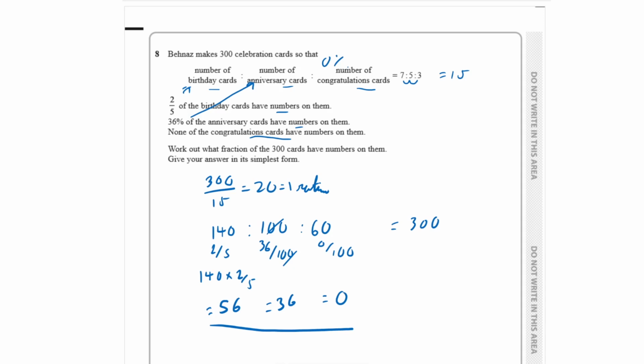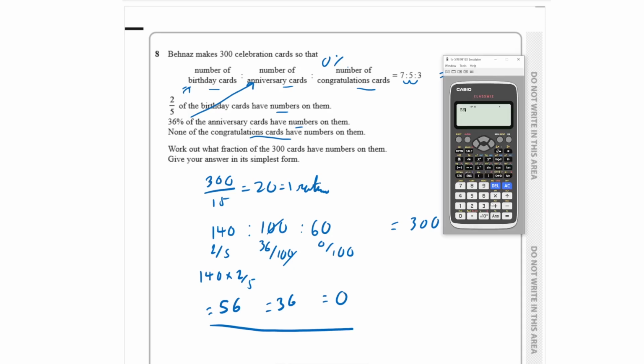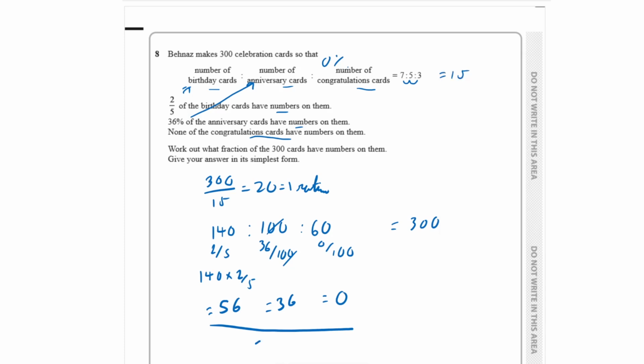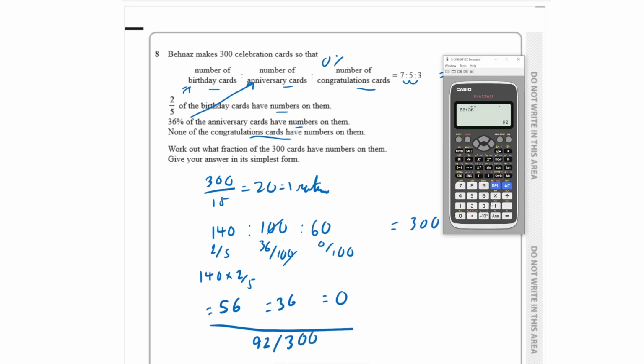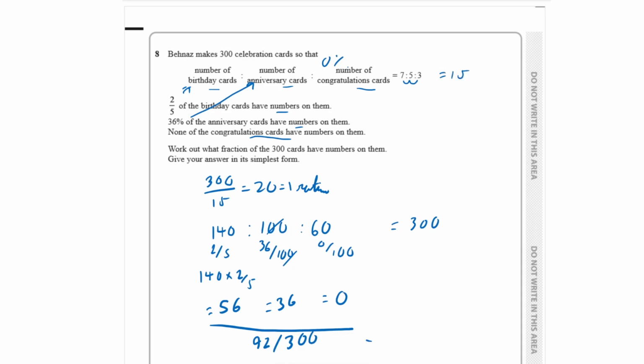But it says here, you have to find the fraction of what the 300 cards have numbers on them. So we simply combine 56 and 36. 56 plus 36 is equal to 92 over 300. So let's find out what the simplified form of that is. 92 divided by 300 is equal to 23 over 75. 23 over 75. And that's our final answer.